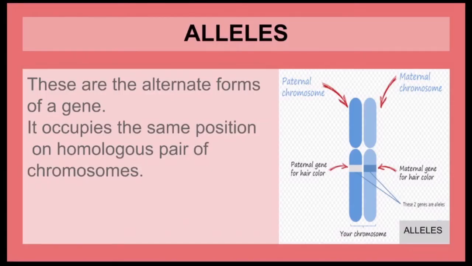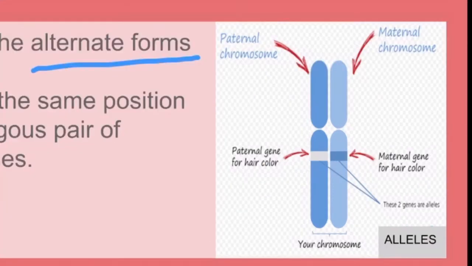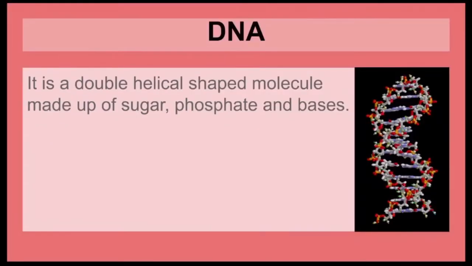Alleles are the alternate forms of a gene. Say for example, there is a gene meant for hair color. So this gene will be present in both the homologous chromosomes, and different forms of these genes are called alleles.